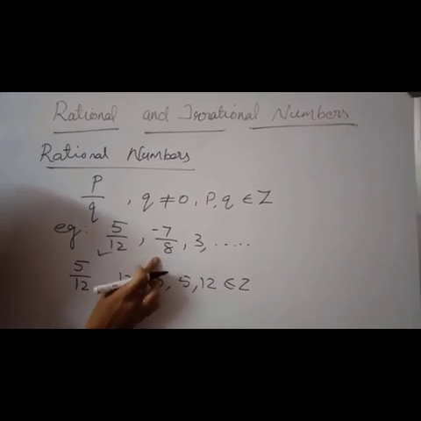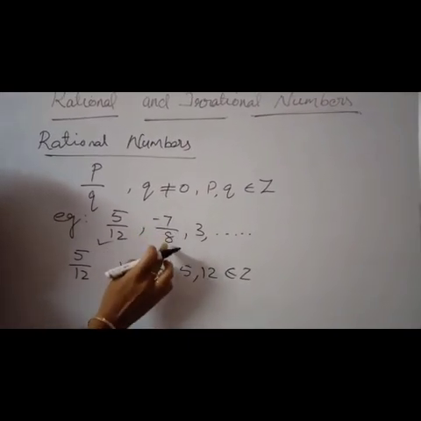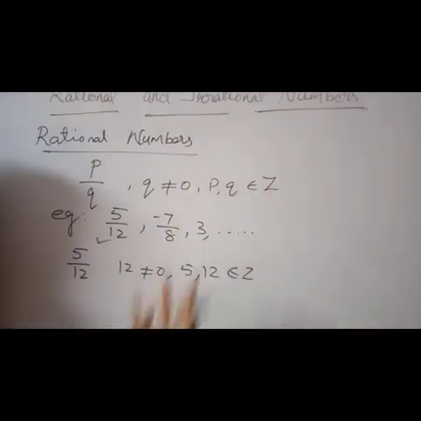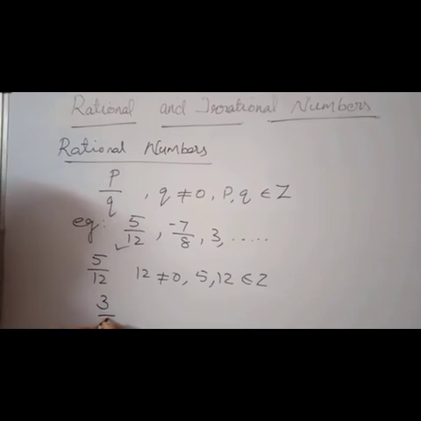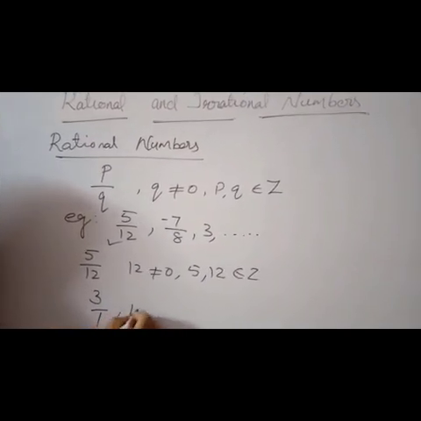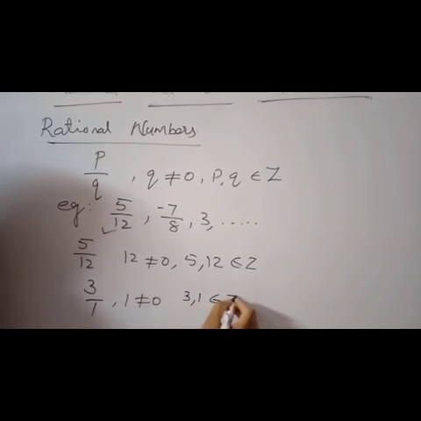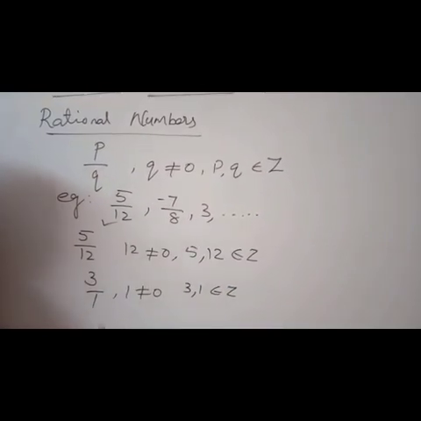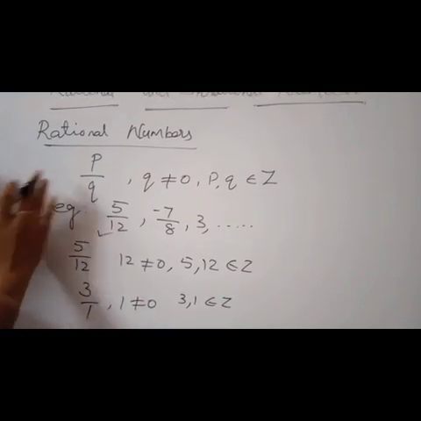If you consider the next one, minus 7 by 8: 8 is not equal to 0, and minus 7 as well as 8 belong to the set of integers. If you consider 3, we can write 3 as 3 by 1, and 1 is not equal to 0, and 3, 1 belong to the set of integers. So we can say that these are examples of rational numbers.